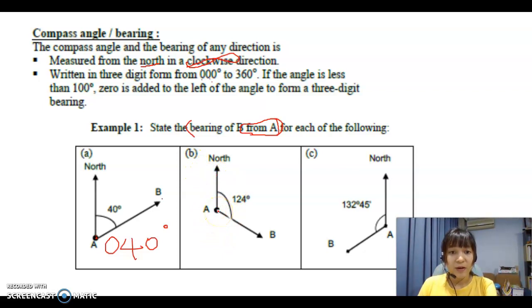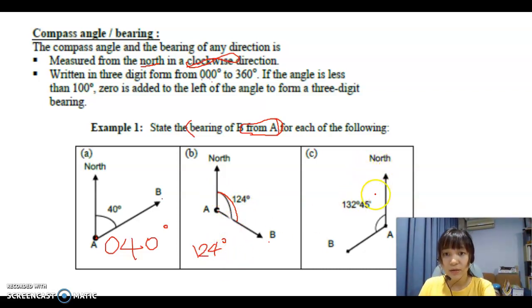B. Same. Let's say you are standing at A and you want to go to B. So which direction, what angle should you go to? First of all, you have to look for your north line. The north line is pointing up here. So from the north line, you calculate the angle to point B. The angle is 124. It's already given to you, 124 degrees.